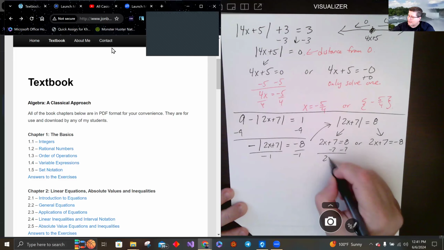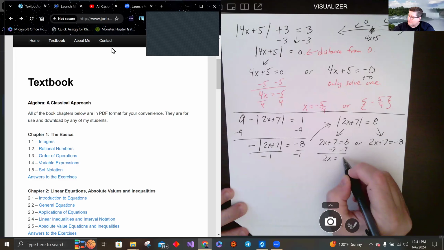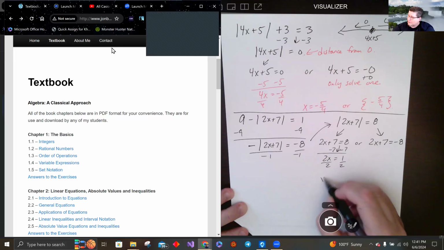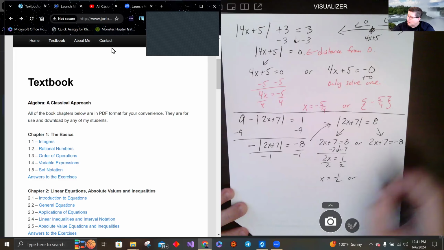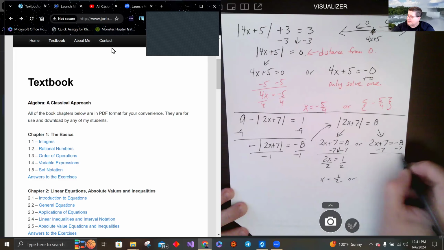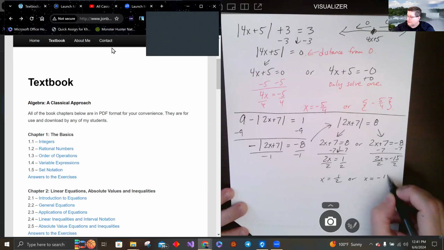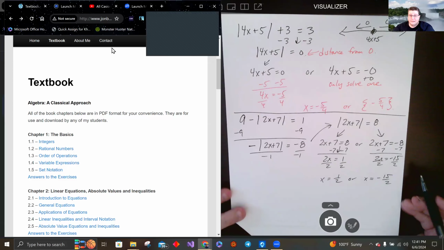Subtract 7 from both sides. I get 2x equals 1. Divide by 2, I get x equals 1/2. Or subtract 7 here, I get 2x equals negative 15. Divide by 2, and I get x equals negative 15/2. Okay.